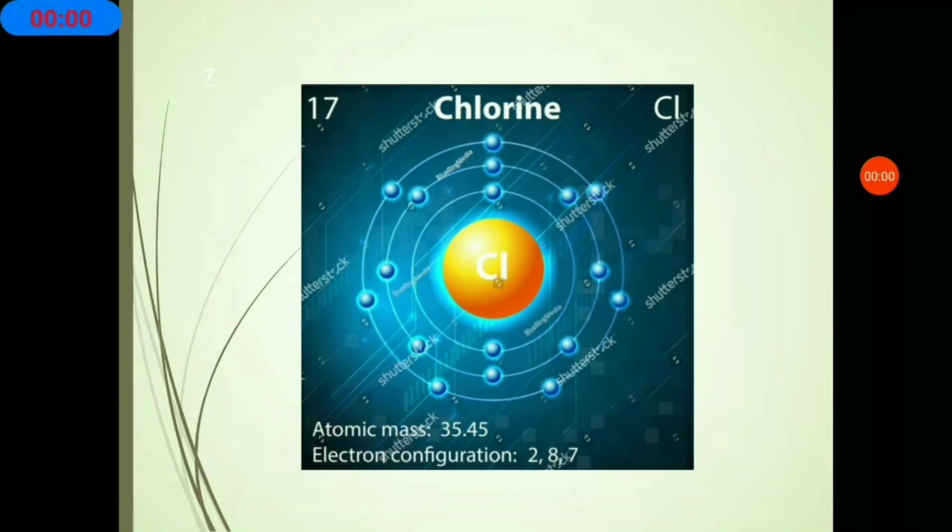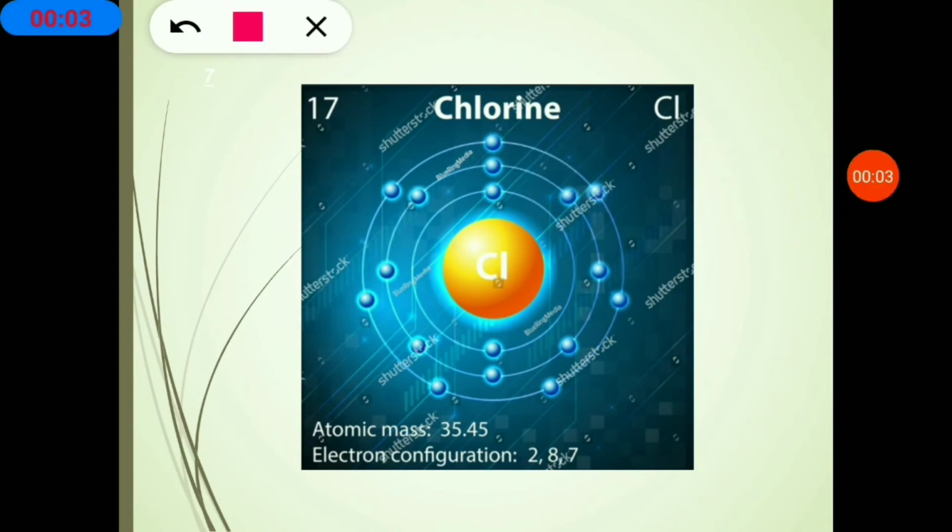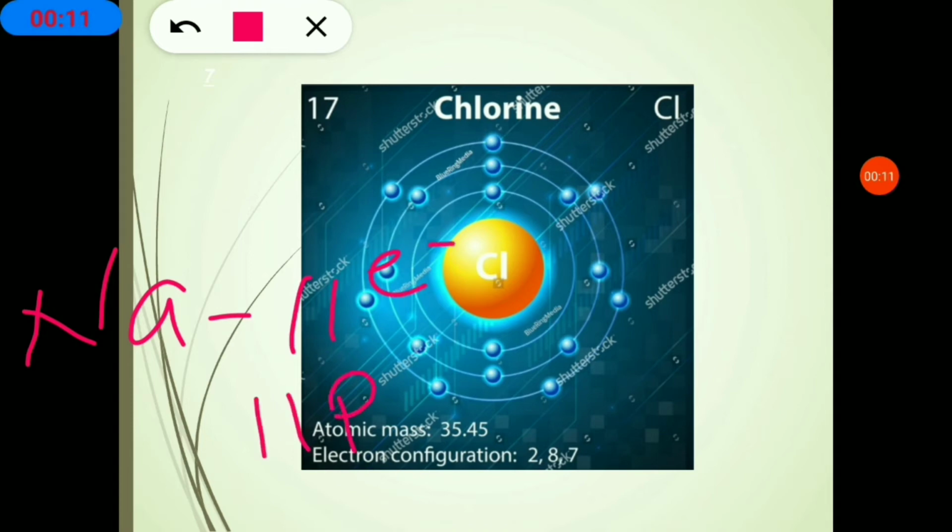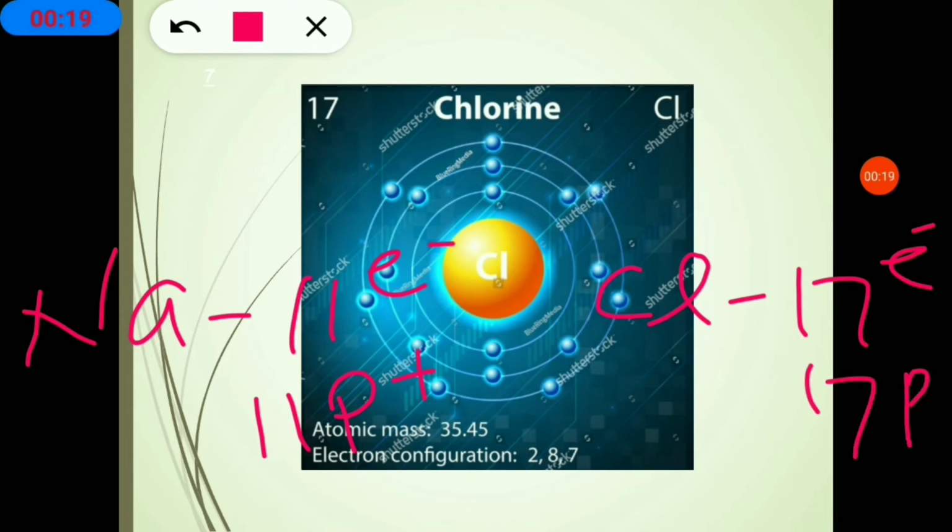Now as we know, sodium has 11 electrons because the atomic number is 11, and 11 protons, and chlorine has 17 electrons and 17 protons. During the exchange or transfer of electrons, the sodium donates one electron to the chlorine. So the electrons will become 10 for the sodium, and for the chlorine it will become 18.